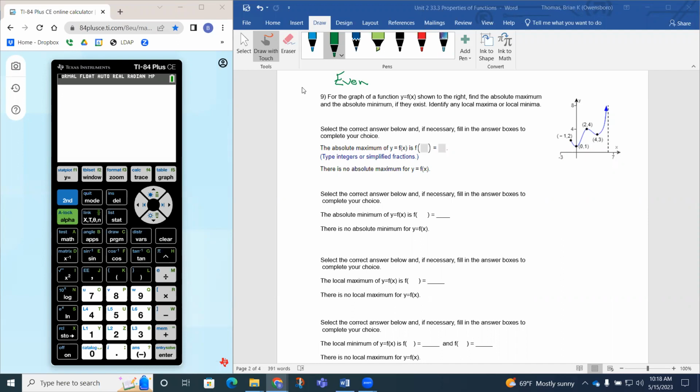So the absolute maximum is the highest point on the graph. If we look at the graph, there is a high point here. There's a low point, there's a high point, low point, and the highest point. Notice that there's not an absolute high point because the graph approaches infinity. So this graph does not have an absolute maximum.